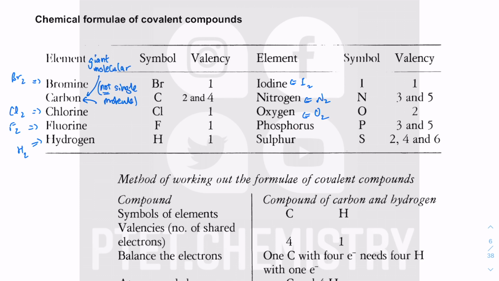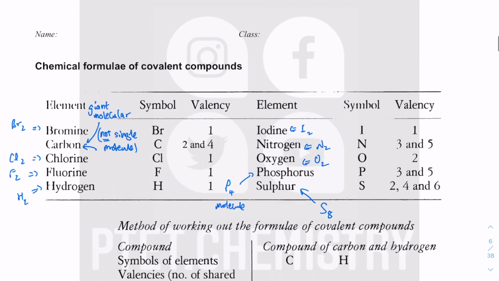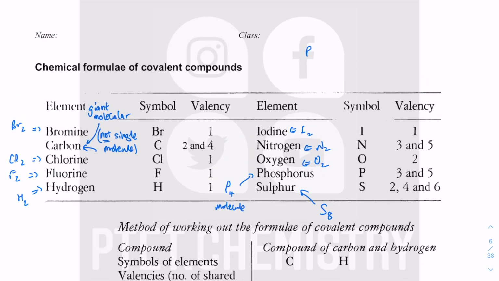As for phosphorus and sulfur, they are the trickier ones. Phosphorus actually exists as a P4 molecule. So in one single molecule, you have 4 phosphorus atoms, and sulfur exists as S8. I'm just going to quickly draw phosphorus for you. So this is how phosphorus actually exists in reality.